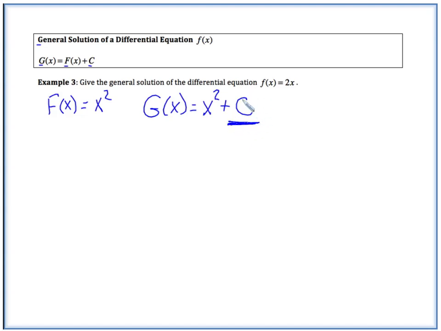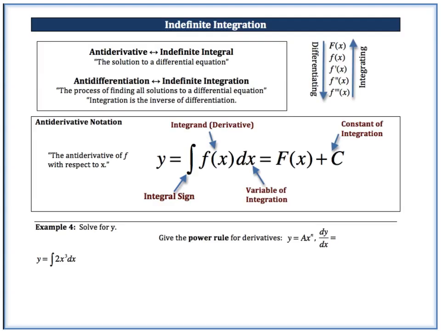All right, so now we're going to talk about something called indefinite integration. And we've already dealt a little bit with the antiderivative, and we're going to rename this, and it's also going to be called the indefinite integral. And it's the solution to a differential equation. And so the process of antidifferentiation is going to be called indefinite integration.